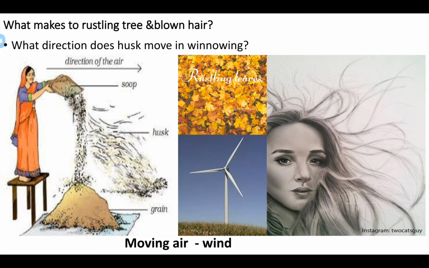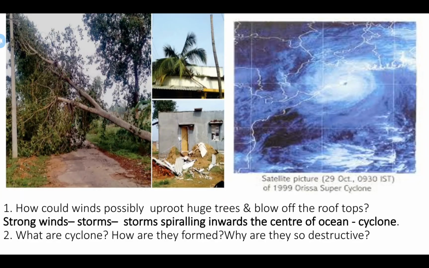And you learned winnowing in 6th class. Recall that. What direction does husk move in winnowing? Yes, in the direction of the air. So the moving air is called wind. One more question. When moving air blows at high speed, what can we call it? Yes, strong winds. What is one more name for that?